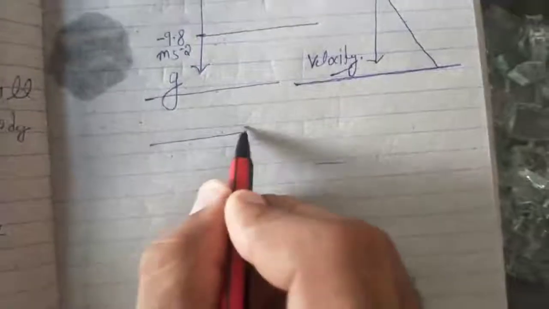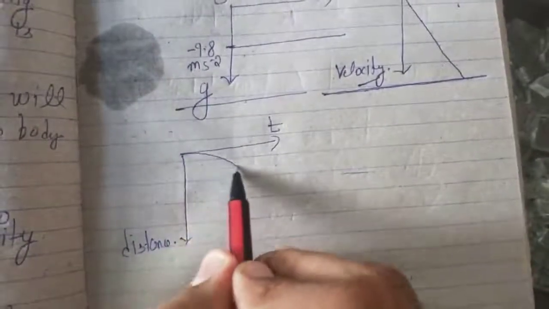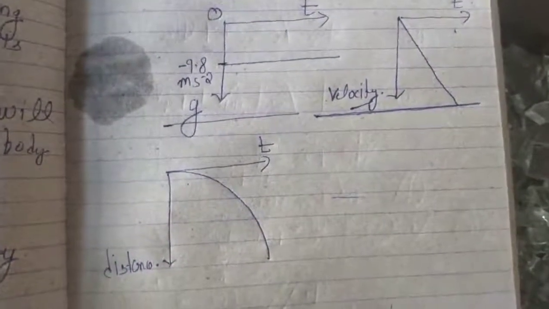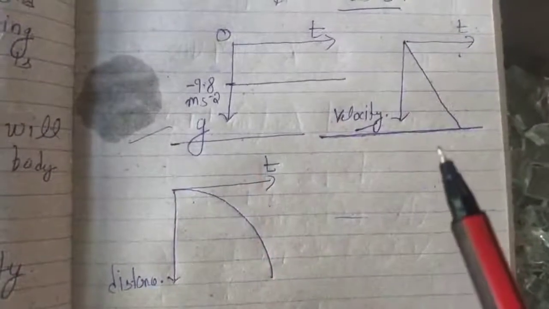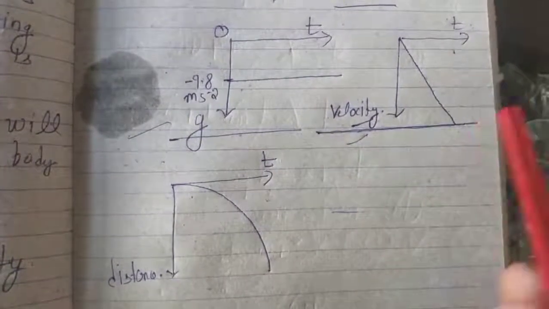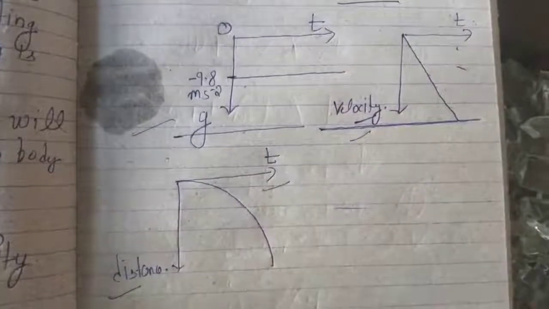So what happens to distance during free fall? Does it increase or decrease? The distance is going to increase in this manner. So this is the graph of distance. As time is increasing, distance is also increasing in free fall condition. So you remember all three of these graphs. This is the graph of g with respect to t. This is the graph of velocity with respect to t in free fall. And this is the graph of distance with respect to t in free fall.